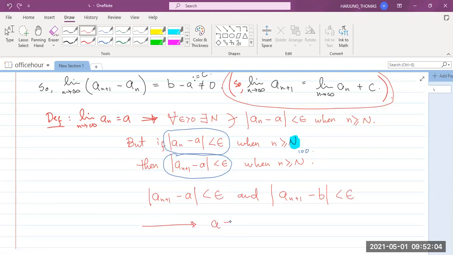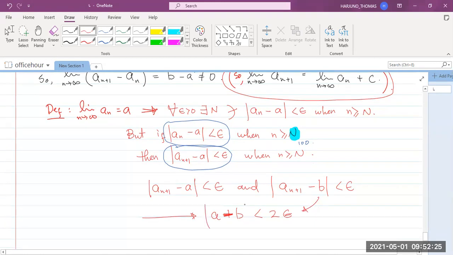How to say that? a plus b later on will be less than a minus b, less than 2 epsilon. More or less, I'm not sure of the details. But if you have this situation, that implies a minus b equals 0.